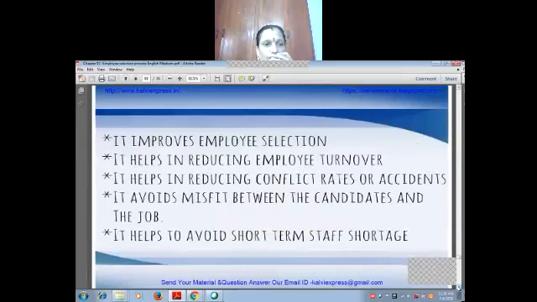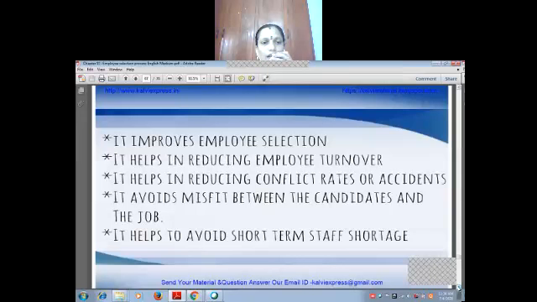Significance of placement: it improves employee selection, it helps in reducing employee turnover, it helps in reducing conflict rates or accidents, it avoids misfit between the candidates and the job. It helps to avoid short-term shortage. So, what is the significance? What is the main aim of this placement? It improves employee selection. Automatically, if they are getting the job before completing their degree itself, they will become trained.